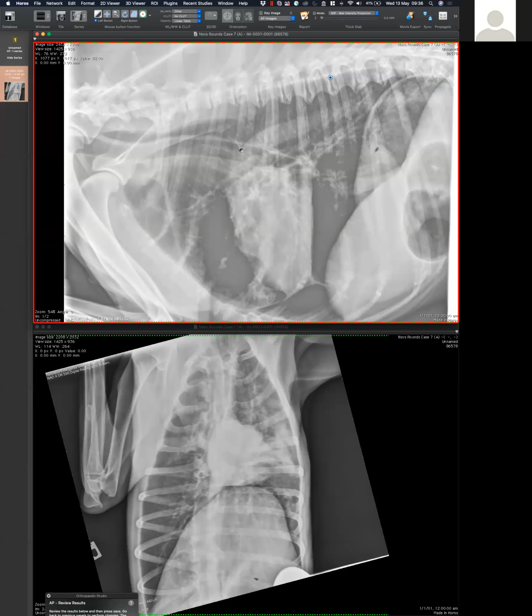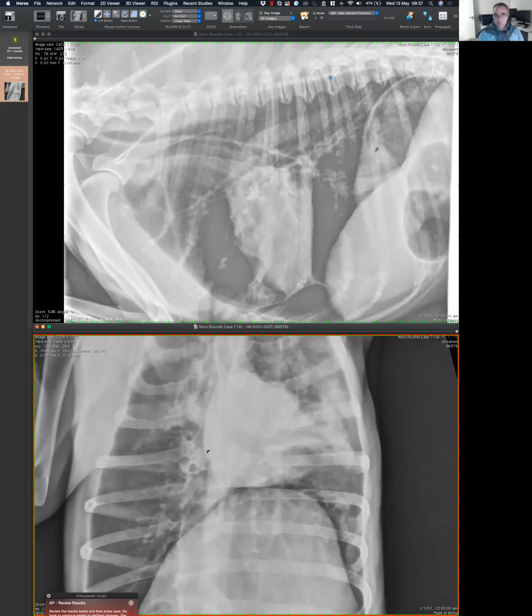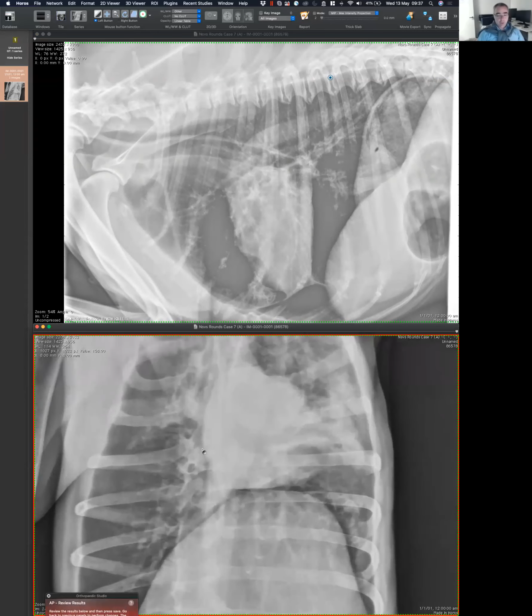I actually don't see any evidence of pneumothorax. So that was strange. Probably the next thing to discuss is what are you going to do with this. Before we talk about that, I want to come back to this comment, which is very interesting because it's true.